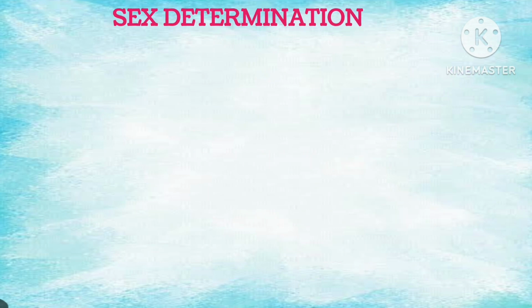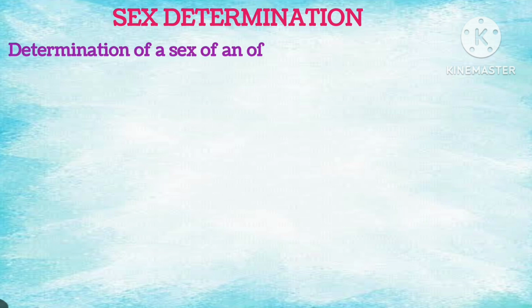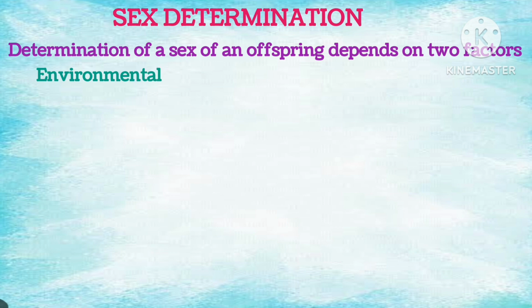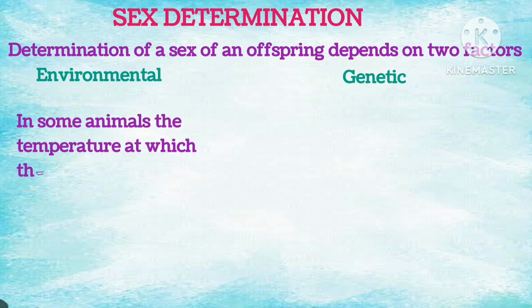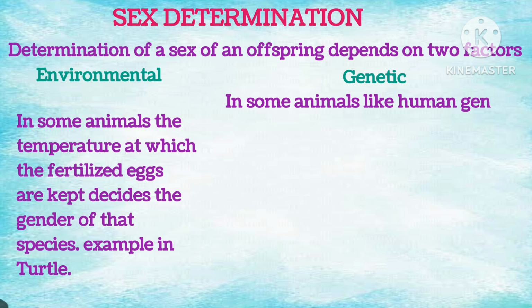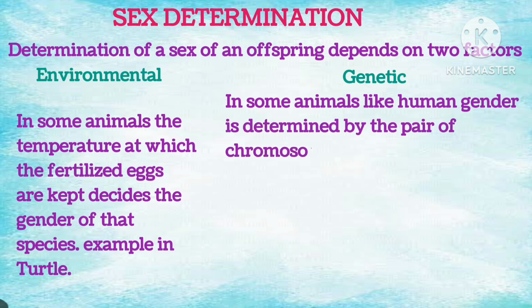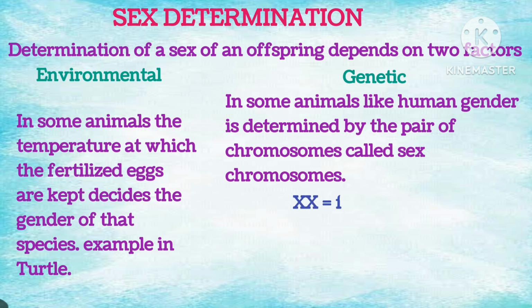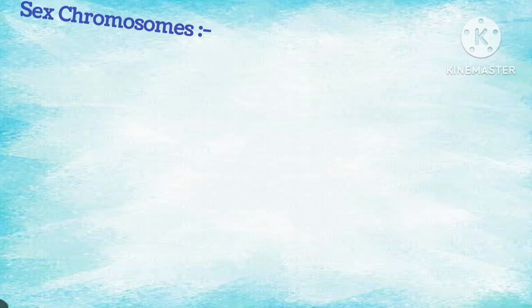Sex determination. Determination of the sex of an offspring depends on 2 factors, environmental and genetic. In some animals, like turtles, the temperature at which the fertilized eggs are kept decides the gender of the species. And in some animals, like humans, gender is determined by the pair of chromosomes called sex chromosomes, like for female double X and for male X and Y.